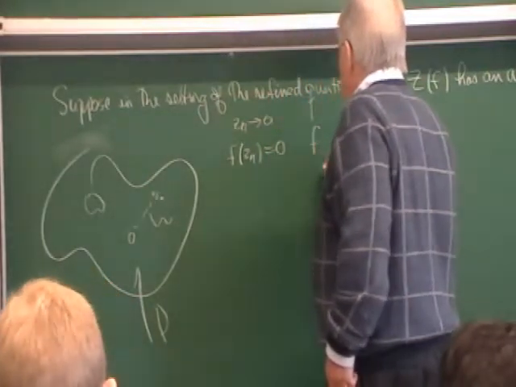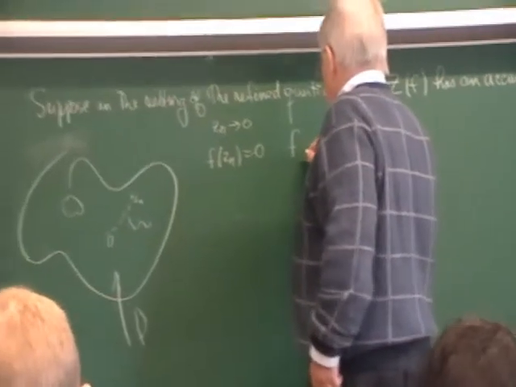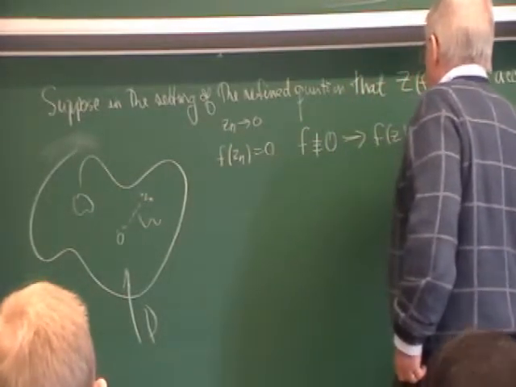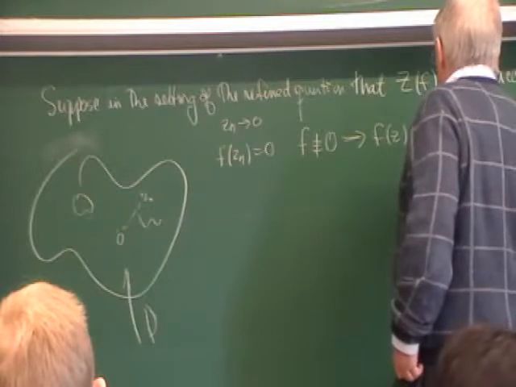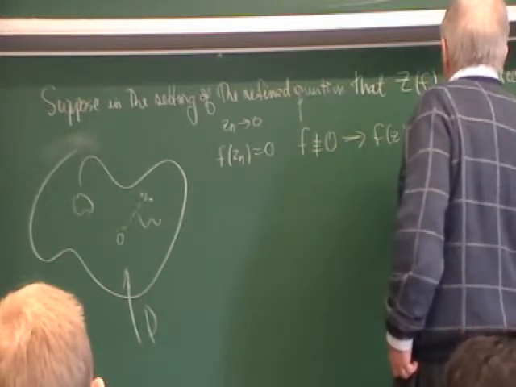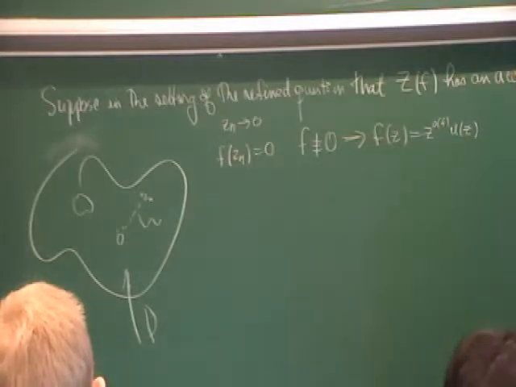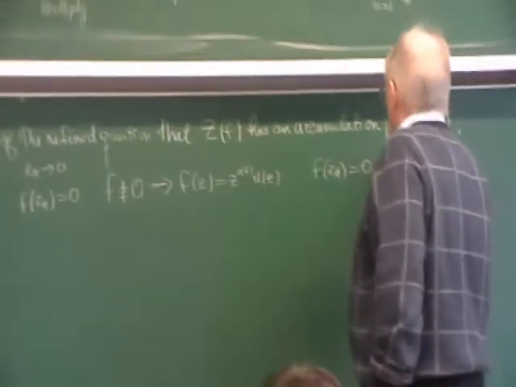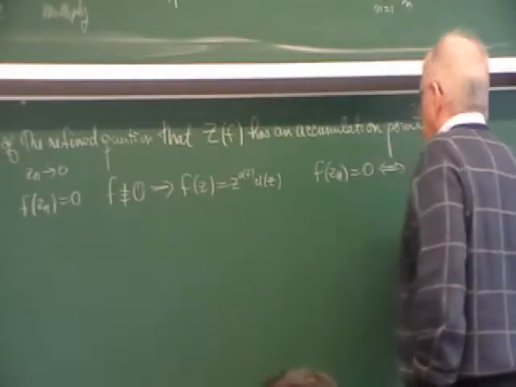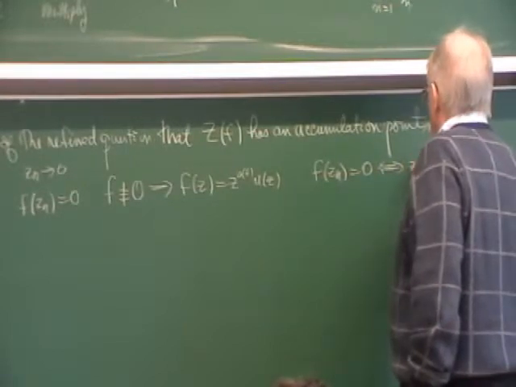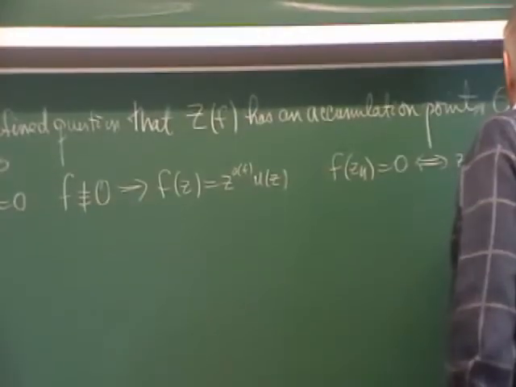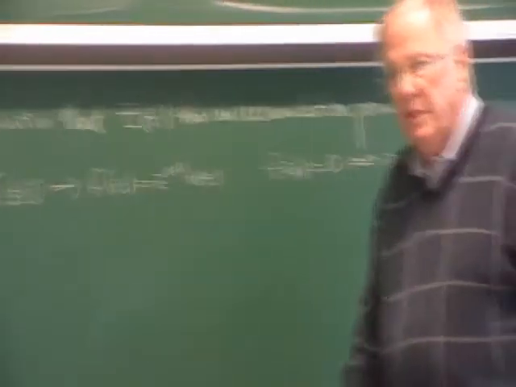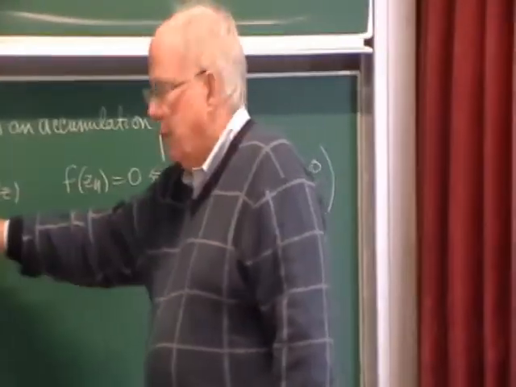If f is not identically 0, then f of z equals z to some order times a unit. You do nothing here, just that, right? Then f of z_n equals 0 if and only if z_n equals 0 for z_n near 0. So if you have a power series, it looks like that.